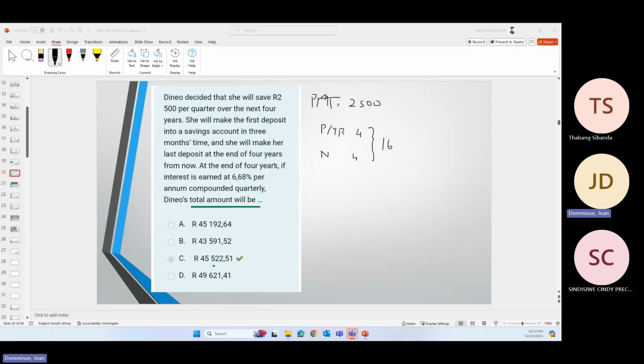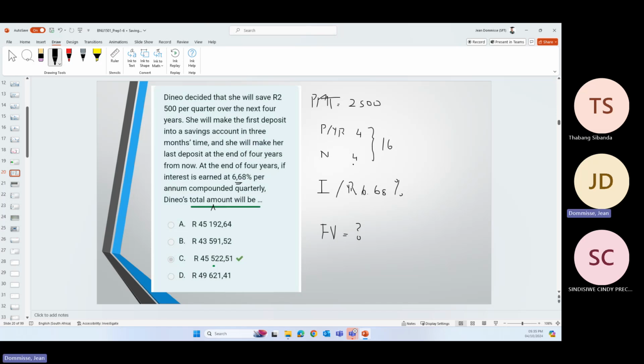At the end of 4 years, if interest is earned, so there's your interest component. Strange interest, but that is it, 6.68%. Okay, and then they ask us what will the total amount be. So we want to know what will the future value be of this.